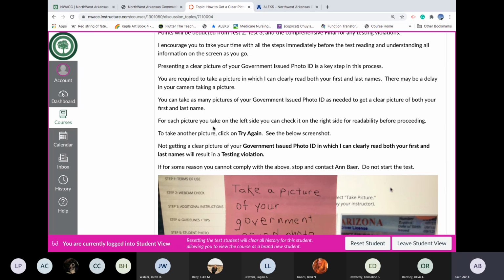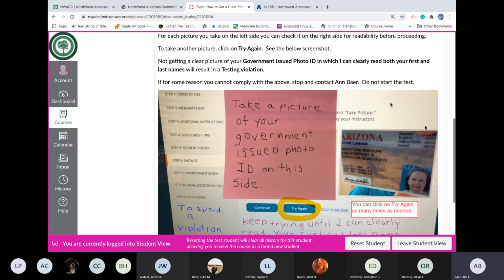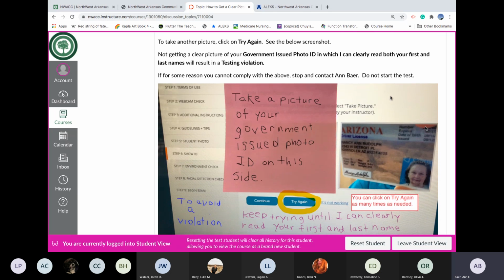For each picture you take on the left side, you can check it on the right side for readability before proceeding. So I created this, and it took a long time because I had to deal with the lockdown browser and all of that and get very creative. I had a lighting issue, which is why I had to put a Post-it note over this side. So there's two screens, really.